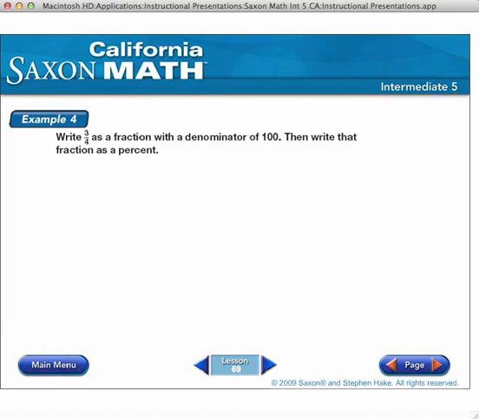Write 3/4 as a fraction with a denominator of 100. Then write that fraction as a percent. Okay, so step 1, 3/4 times something equals a fraction with denominator of 100ths. So 4 times what equals 100? I like to think of it like money, okay? 4 quarters or 25. So 4 times 25 equals 100.